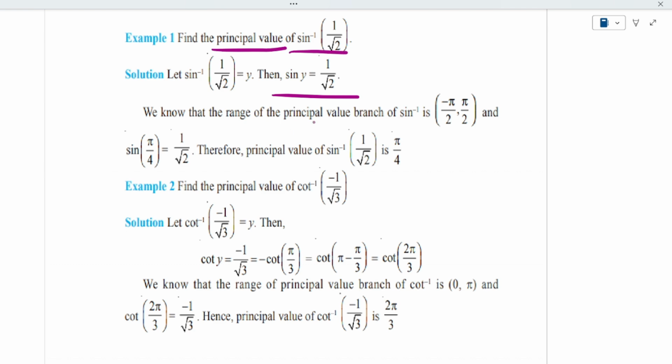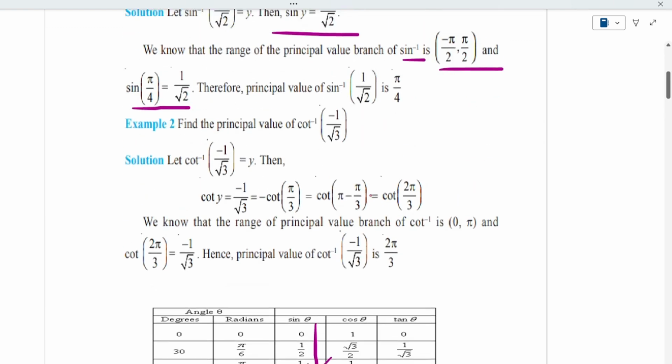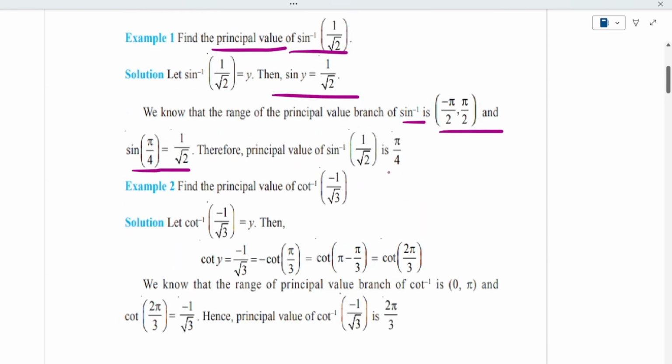Now for the principal value, as we discussed in that table, you have to go to that table in detail so that you will know all the principal values. Sine inverse principal value is minus pi by 2 to pi by 2, and sine pi by 4 has the value 1 by root 2. Here you can see the value 1 by root 2 is for pi by 4. So the answer is pi by 4. The principal value is pi by 4.